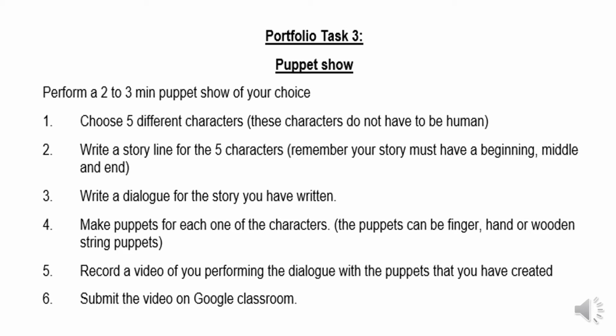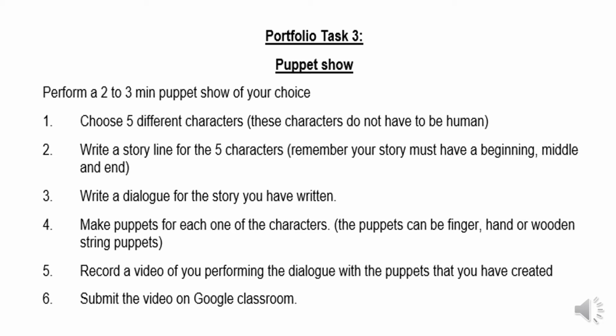And then you're going to make a puppet for each one of the characters. So you can choose if you want to do finger puppets, which would be the easiest because you have 5 fingers and you can let the characters speak to one another. Or you can do hand puppets, so with the sock. So you can make puppets out of socks. Or if you want to go way out, you can make dolls, so string puppets for the 5 characters. But you can really just do finger puppets.